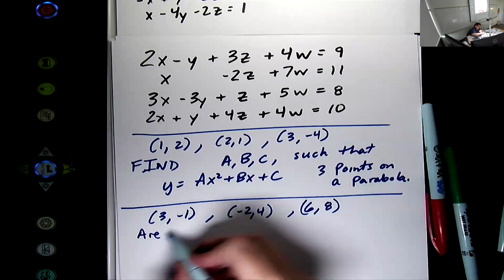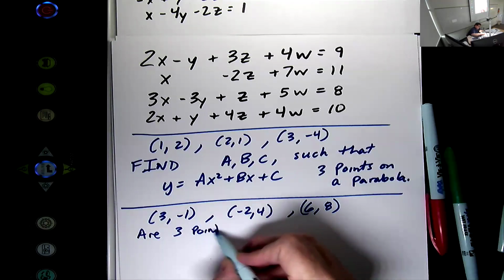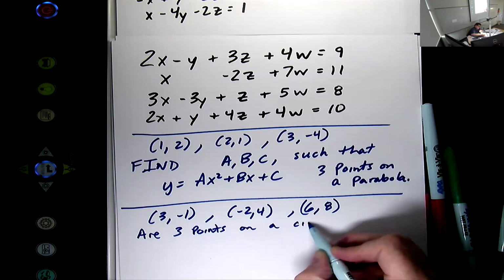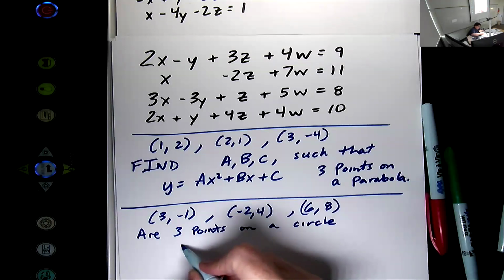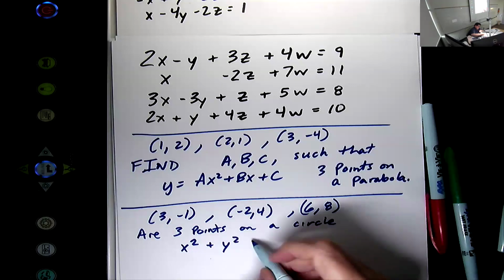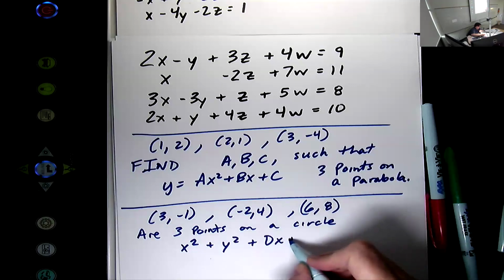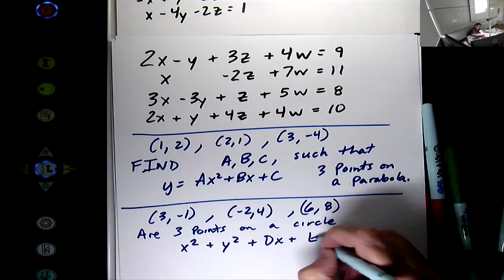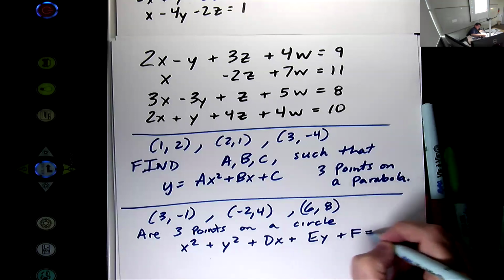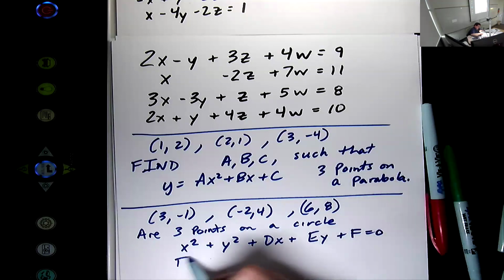These are 3 points on a circle. x squared plus y squared plus dx plus ey plus f equals 0. Find d, e, and f.